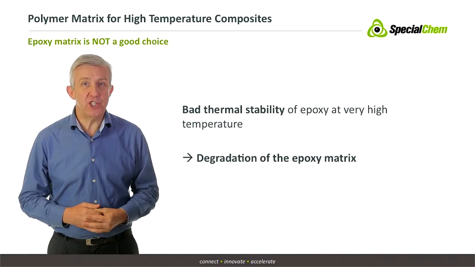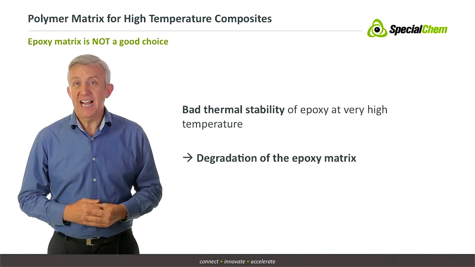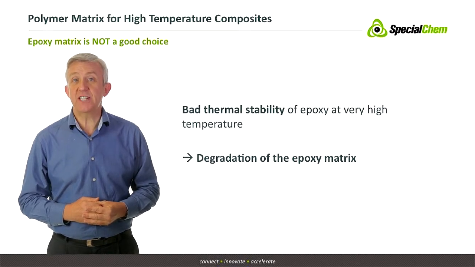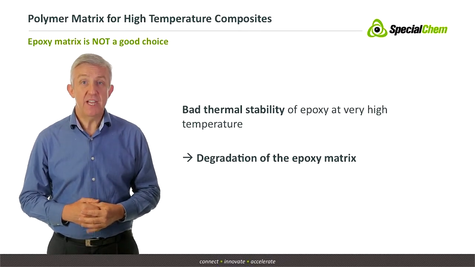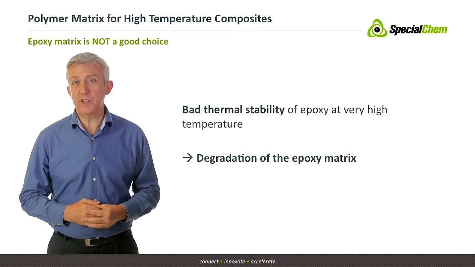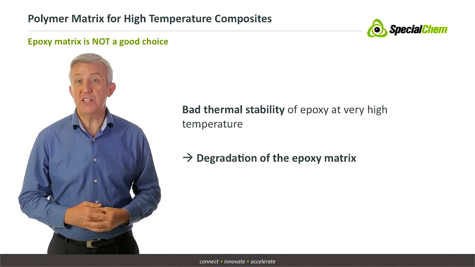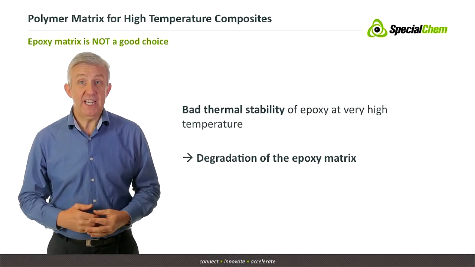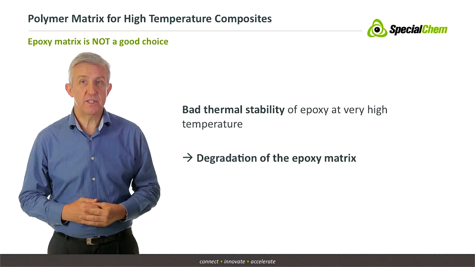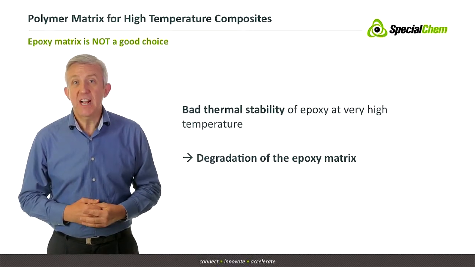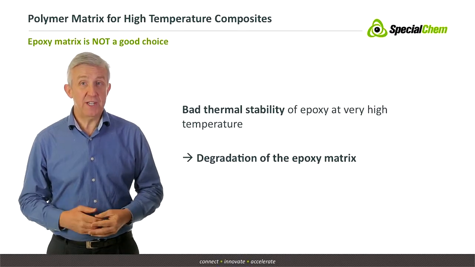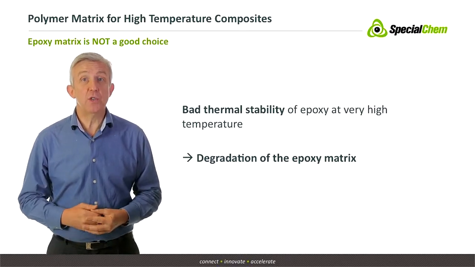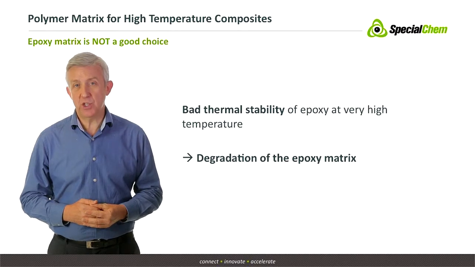You will face an issue when using epoxies as the matrix material in these high temperature composites. Indeed, their thermal stability is not sufficient. At the temperatures that we have been talking about, epoxies will begin to degrade. That will lead to the loss of properties. The loss in properties means that your high temperature composite will not have the performance that you expected. Thus, you will lose new markets and potential clients.